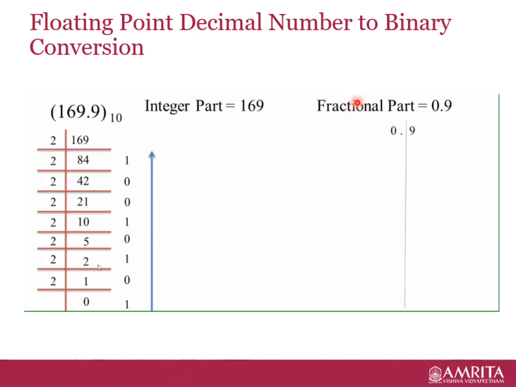Now we can move on to the fractional part conversion. Here, unlike repeated division, we will be doing repeated multiplication. Here, the fractional part 0.9 is multiplied by 2 to obtain 1.8. The integer part of the answer is retained as such, whereas the 0.8, which is the fractional part of the answer, is again multiplied by 2 to obtain 1.6.